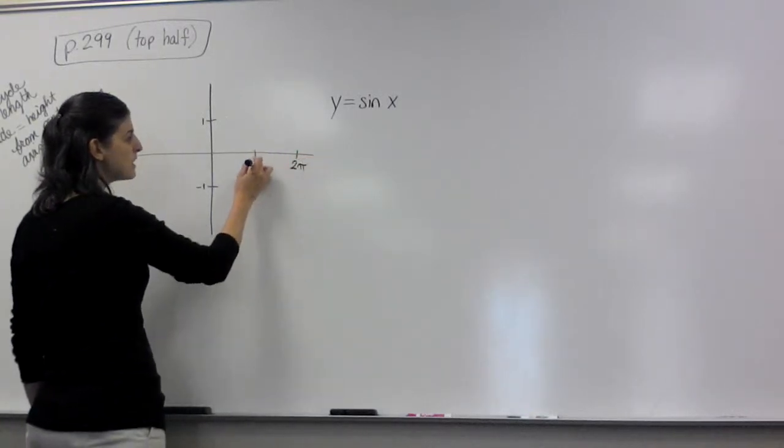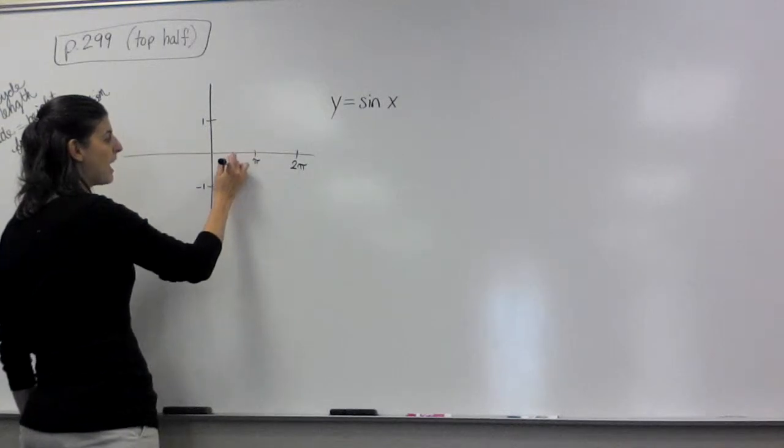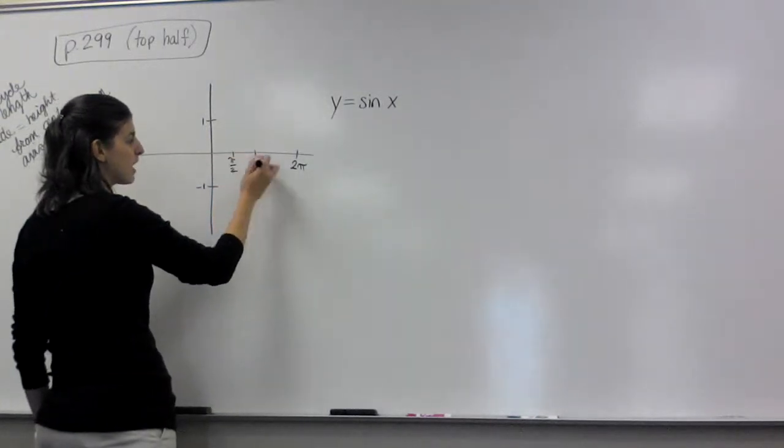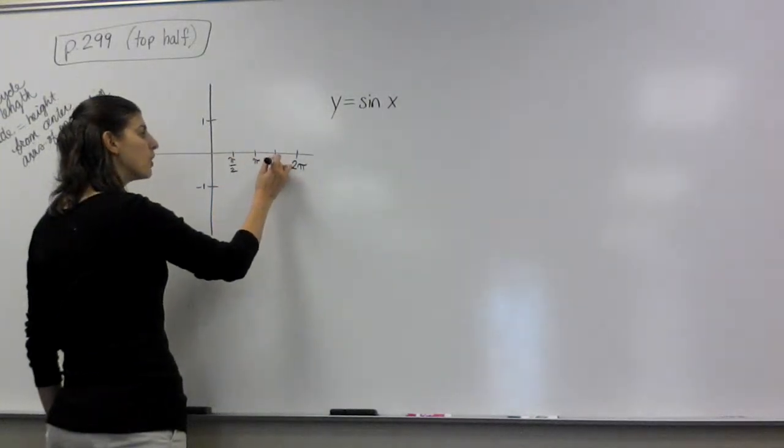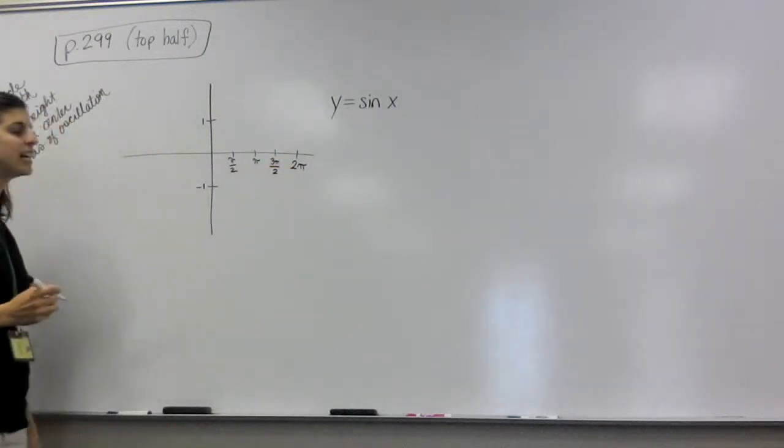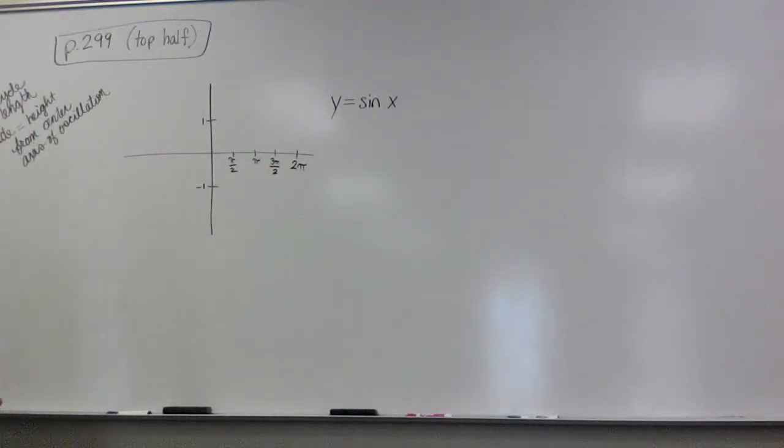And I probably should mark at least pi over 2 increments. On Friday, we marked quarter pi increments, and that is fine as well. However, the pi over 2 increments are where your interesting things are going to happen, like maximums, zeros, and minimums.